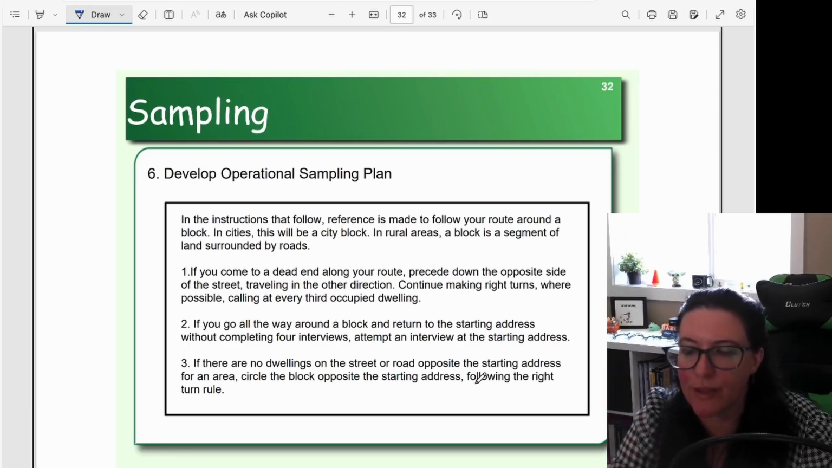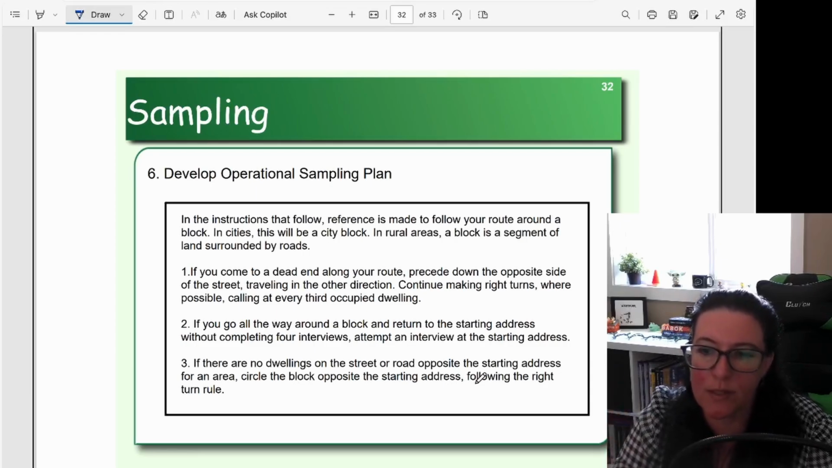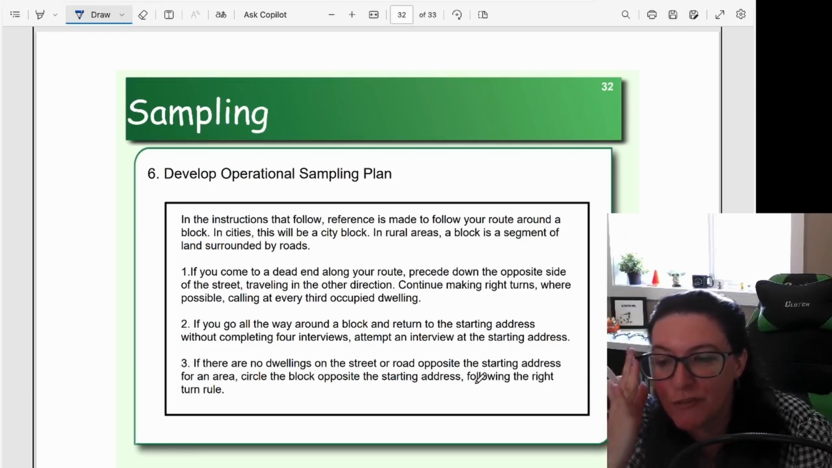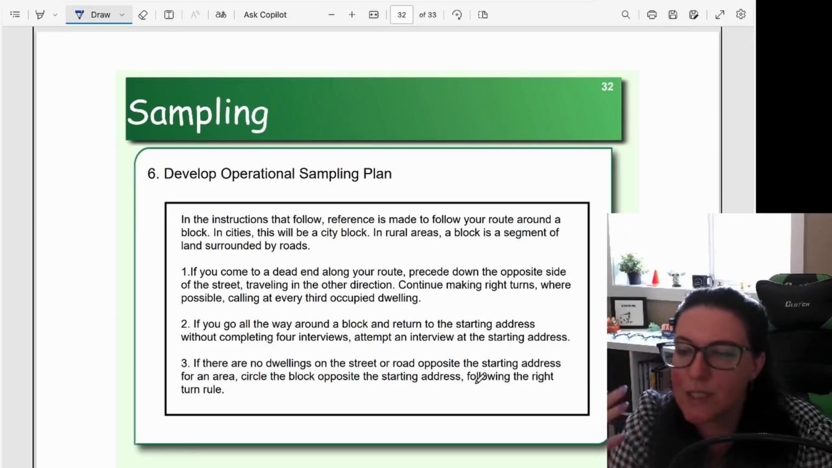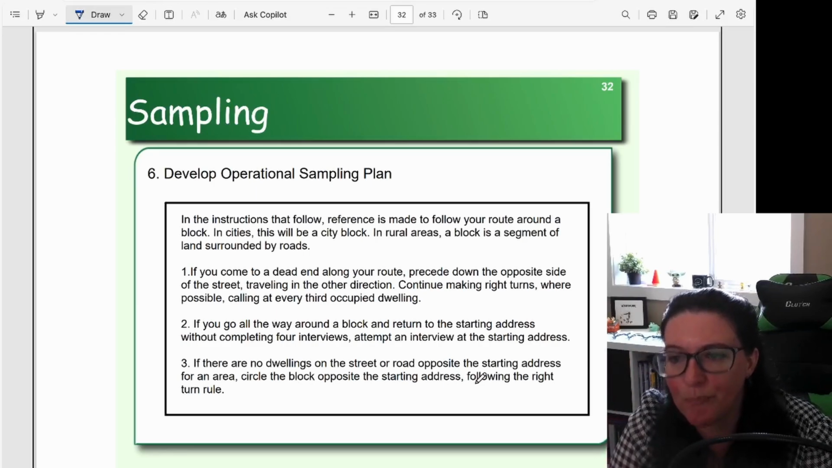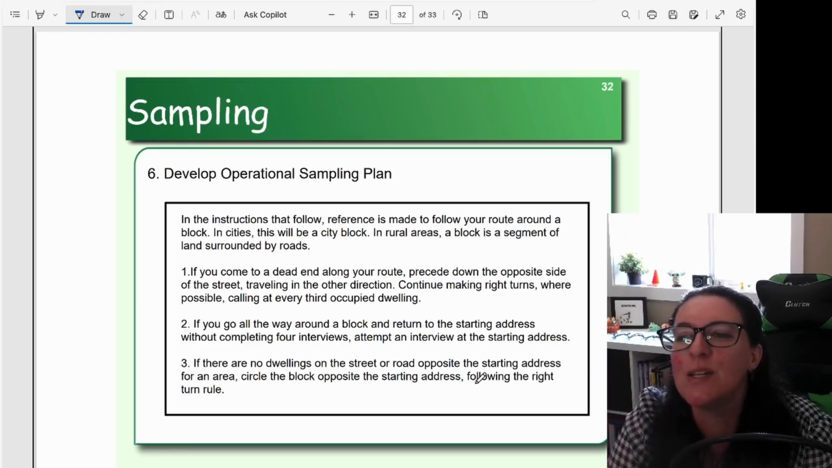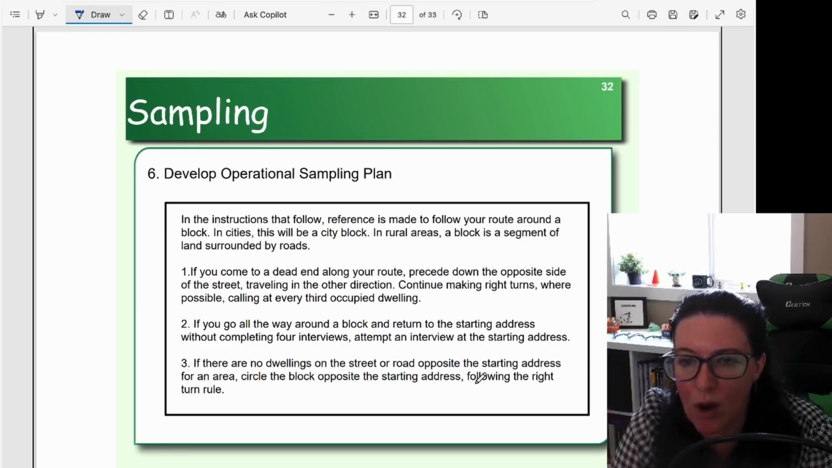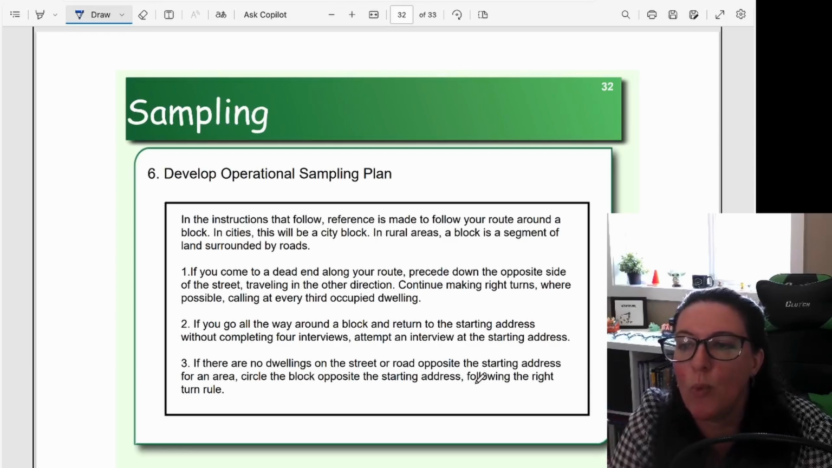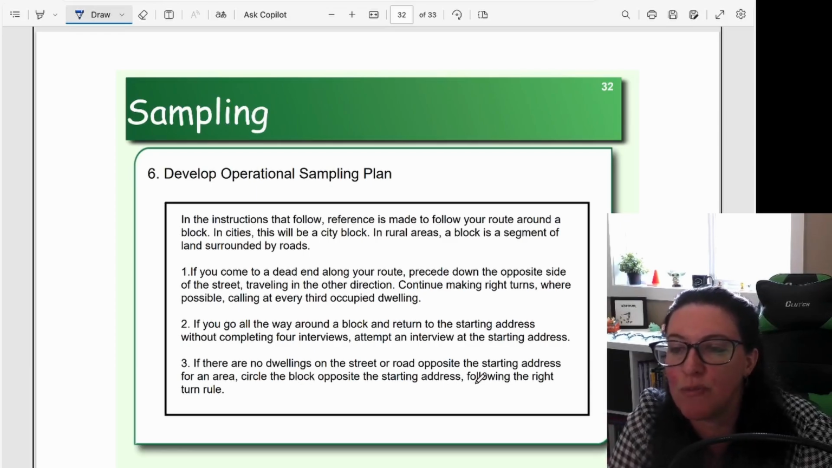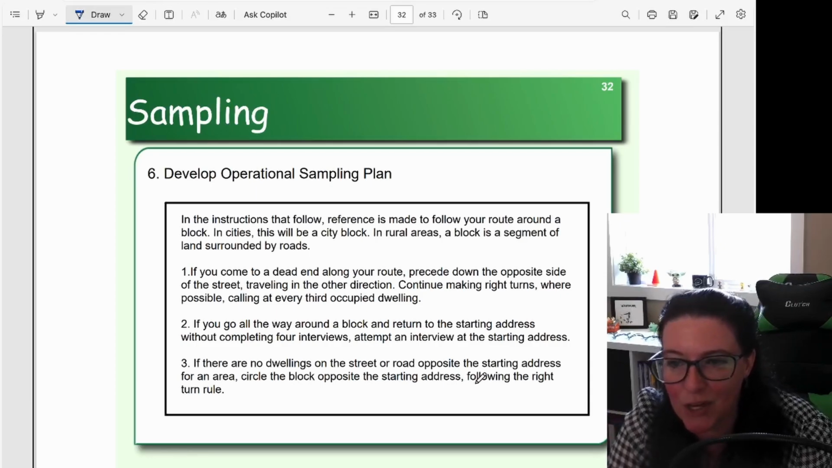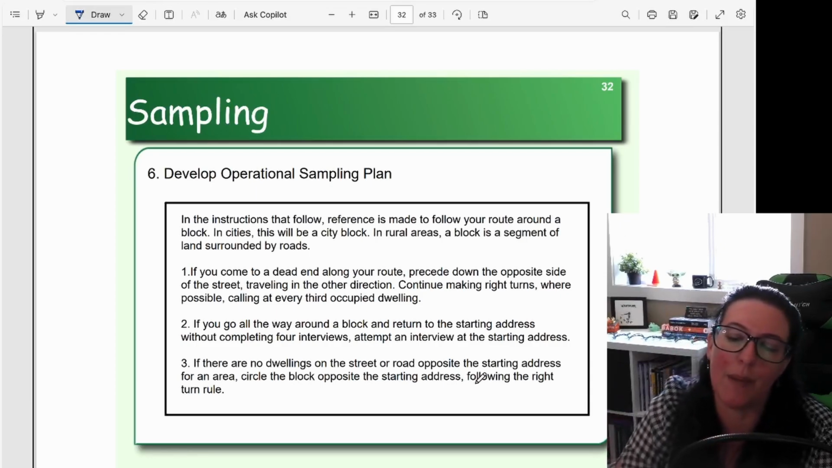So it's the instructions for how to actually implement this once you know that you are doing systematic sampling, so you're doing every third, once you know that you are going to be doing face-to-face interviews, once you know that you're going to talk to 190 people. Then you actually have to do it. So the last piece is always going to be this operational sampling plan, which is how to take all these decisions you've made about your sampling process and turn it into action. How is it actually going to be implemented?